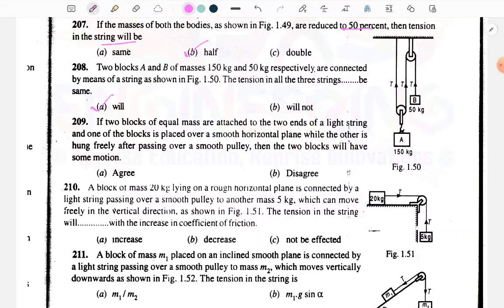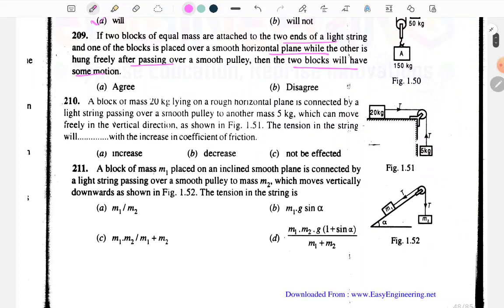Okay. Next, there are two blocks of equal mass attached to the two ends of a light string. One of the blocks is placed over a smooth horizontal plane, while the other is freely passing over a smooth pulley. The two blocks will have the same motion. Do they have the same motion? Yes, because however much one moves down, the other will move the same distance here.